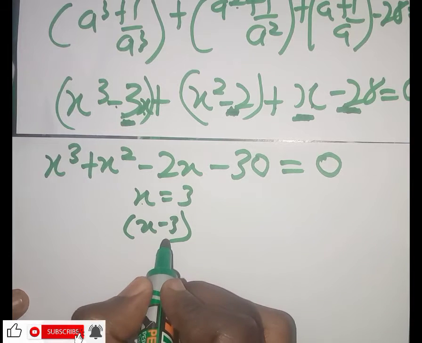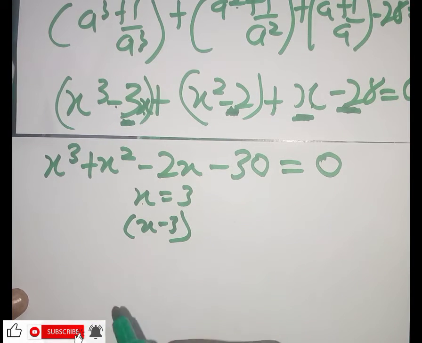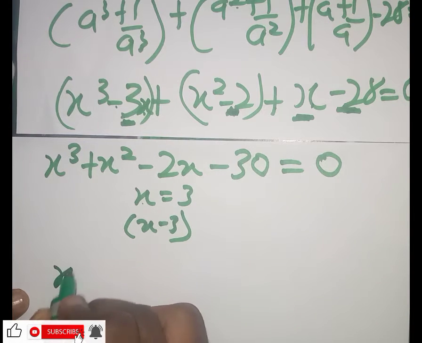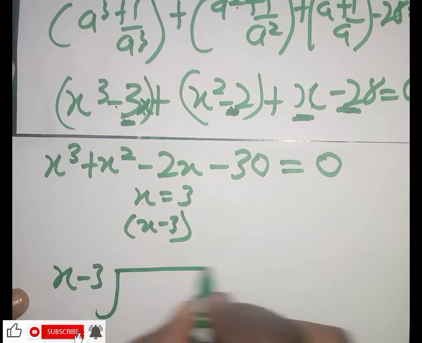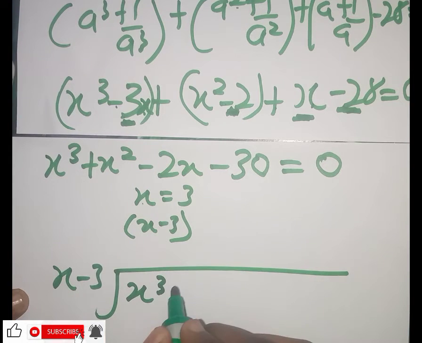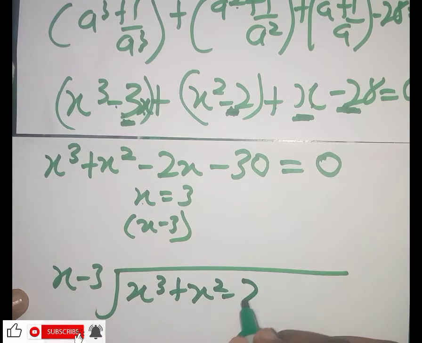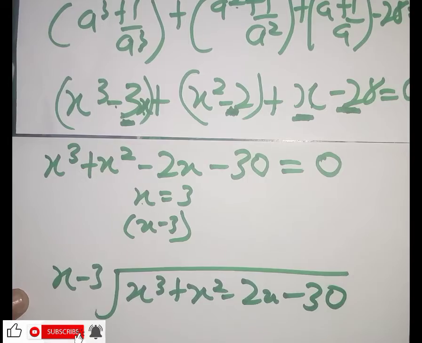Now if it is one of the roots of the equation, how do we get the other roots, or how do we get the possible values of s? What we have to do is use the long division formula, right? So we have s minus 3 outside here, and then we have this equation s cubed plus s squared minus 2s minus 30, right?